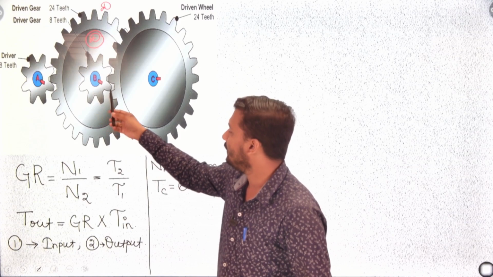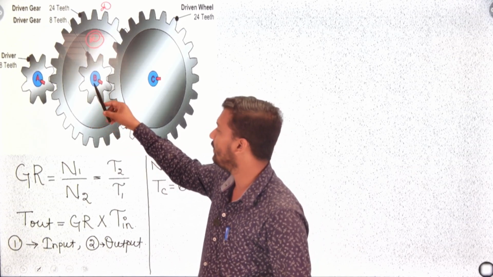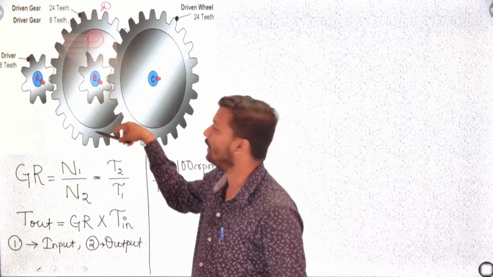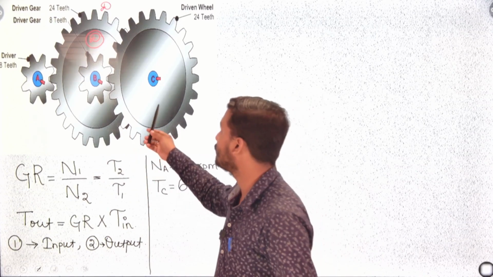B is a gear which is arranged in such a way that it is inserted in the gear D. That's why it is a compound gear. All the gears are arranged with each other.